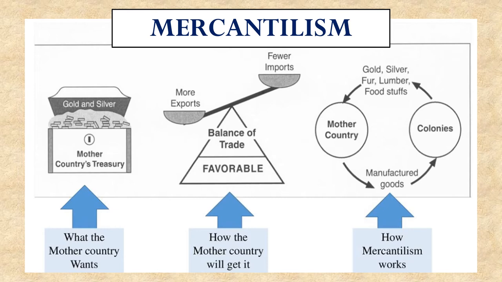Mercantilism is a system in which countries, in this case European countries, establish colonies overseas from which they can extract resources, such as lumber, fur, gold, and silver. They carry these resources back to the mother country, where they are processed into manufactured goods, which are then sold back to people living in the colonies. In this way, the mother country extracts more wealth out of the colonies than it returns to them, and that enables them to have a rich treasury for the country. This is a way for the mother country to become rich at the expense of the colonies.